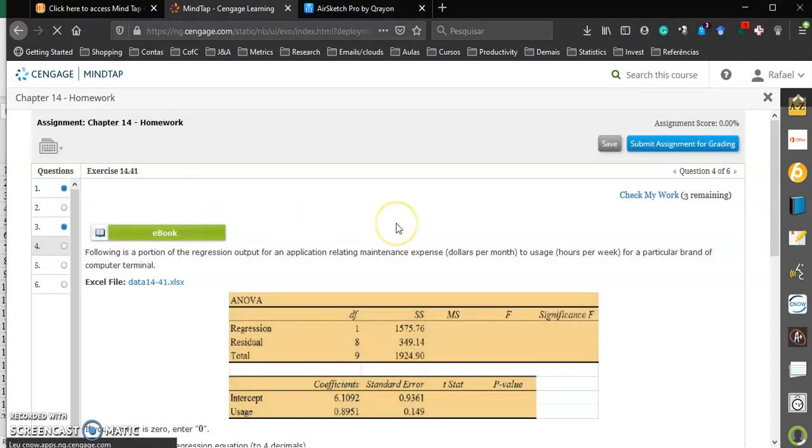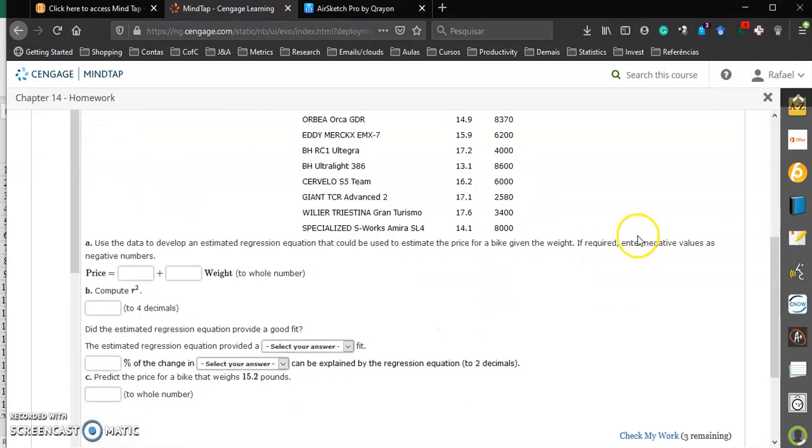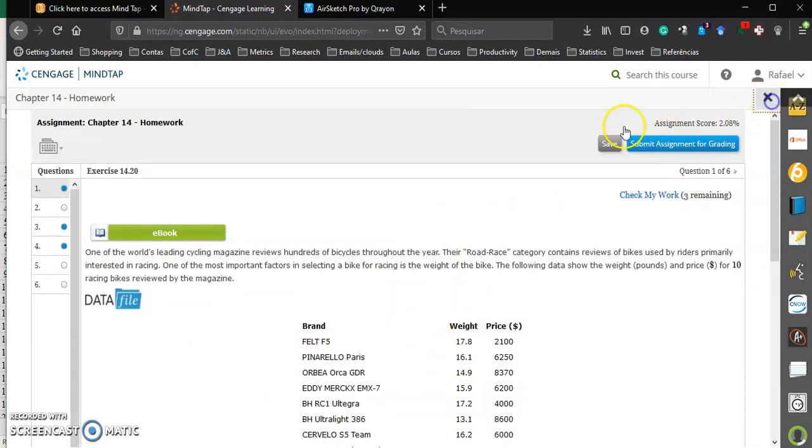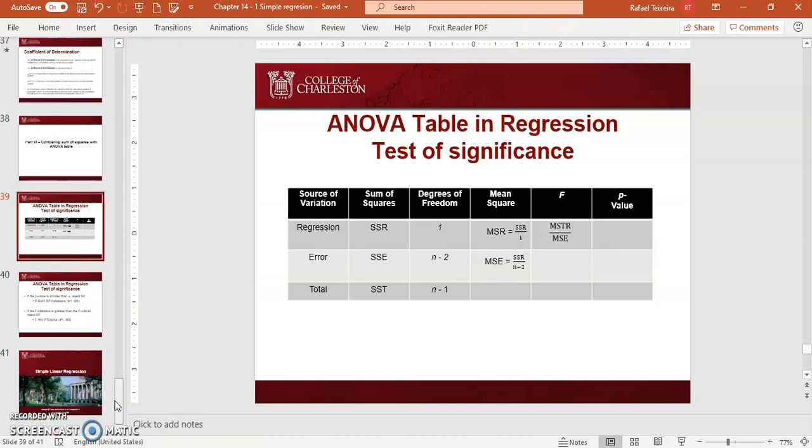Let me go back to one of the problems so I can show you what you have to do. Again, you have the data, you have two variables. One is dependent, another one is independent, and you have to come up with the equation, finding the B0 and B1 using the data analysis tool, finding the R square, which is the coefficient of determination, and then coming up with prediction and so on, and interpreting. So this is how you have an Anova table involved in regression, and I'm going to stop here and talk about the test of significance in the next video.